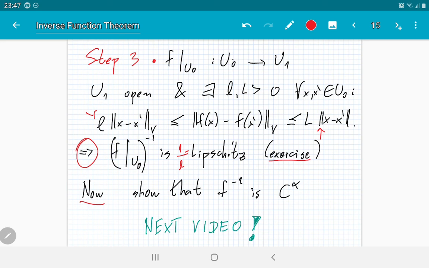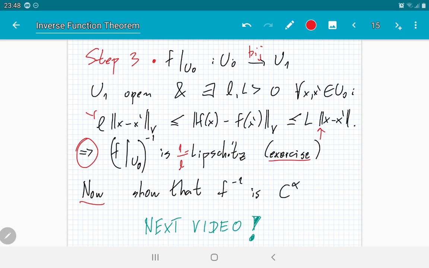So what we need to finish the proof is to work from this and show that f minus 1 is a C alpha function. f restricted to u0 is a bijection because it's bi-Lipschitz. Its inverse function is at least continuous, actually a little bit more, right? So it's 1 over L Lipschitz. Good. But we don't know yet that it's C alpha. Once we know, then we're done. Then f minus 1 is a diffeomorphism.